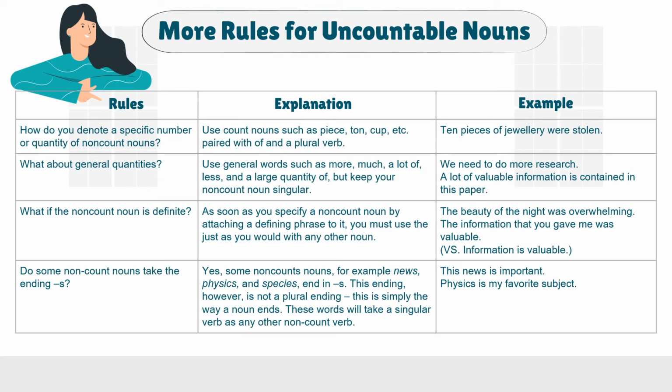Here are more rules for uncountable nouns. The first rule: how do you denote a specific number or quantity of non-count nouns? Here is the explanation. Use countable nouns such as piece, ton, cup, etc., paired with of and a plural verb. For example, 10 pieces of jewelry were stolen.